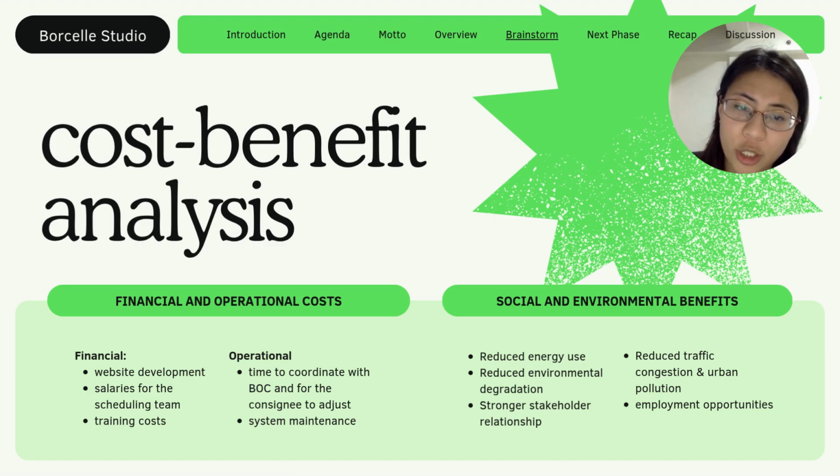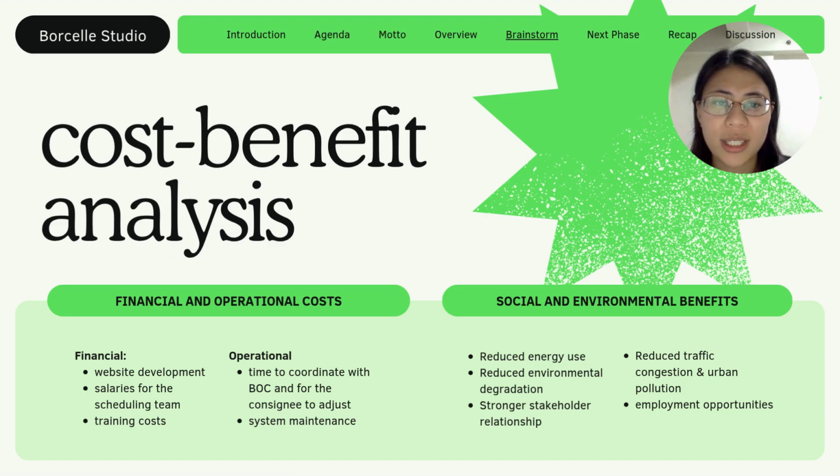Moving on to the operational, the cost there would be the time to coordinate with BOC and the consignees to adjust. That would take some time for not only Skyfreight to adjust internally, but also for these two other organizations to also adjust. As well as system maintenance. So if there are any errors, it would also cause some time delays, things like that.